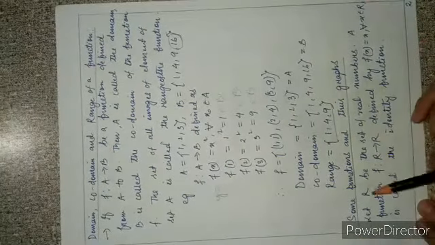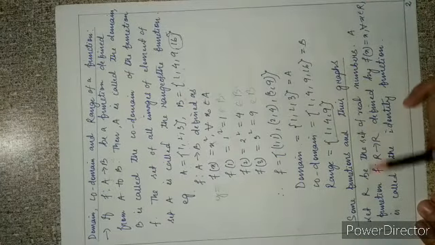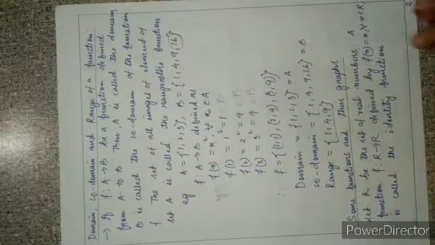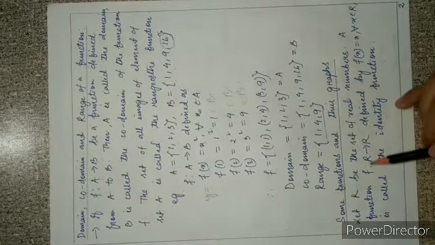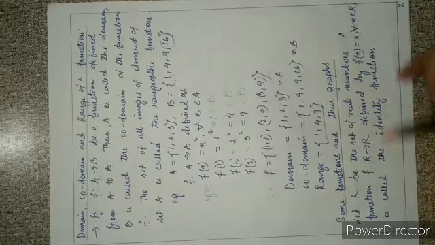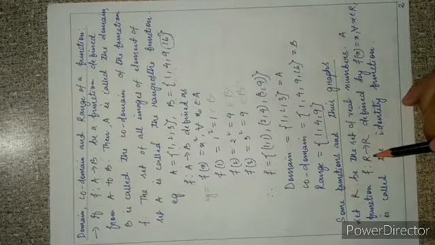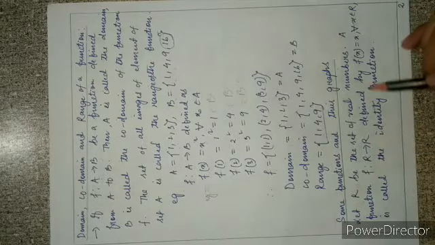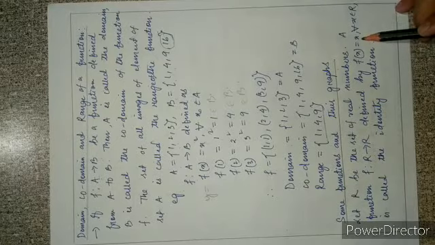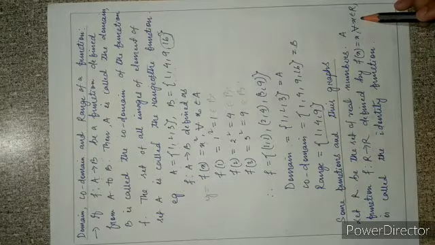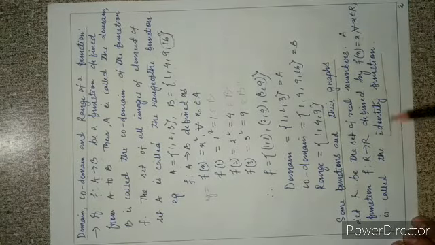Now let's define some functions and their graphs. Let capital R be the set of real numbers and a function f defined from R to R defined as f of x is equal to x for all x belongs to R is called the identity function.